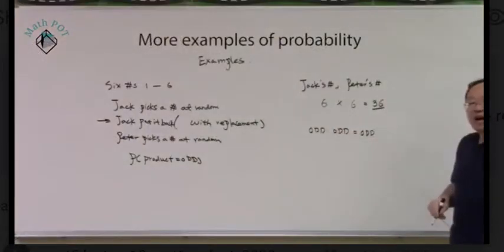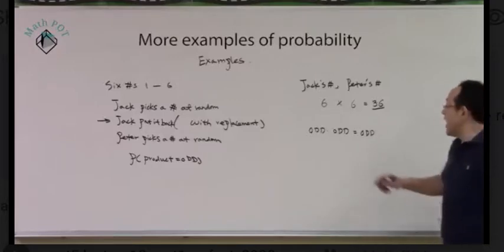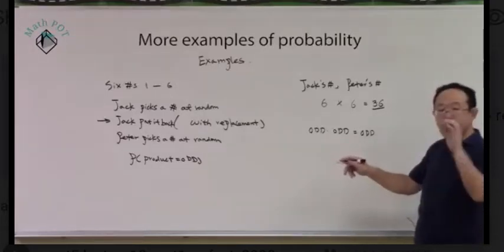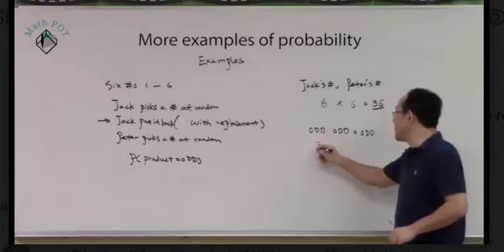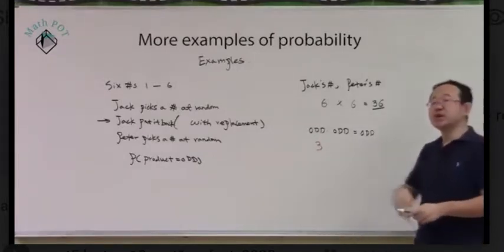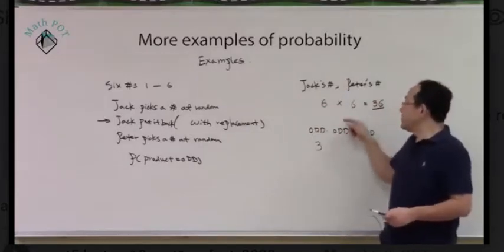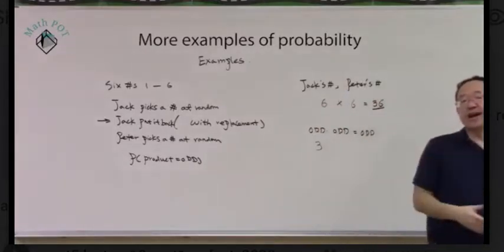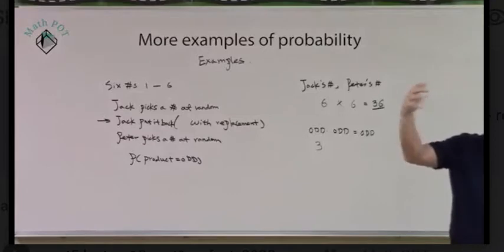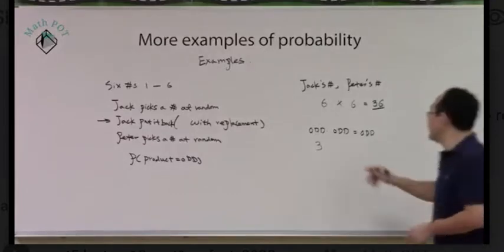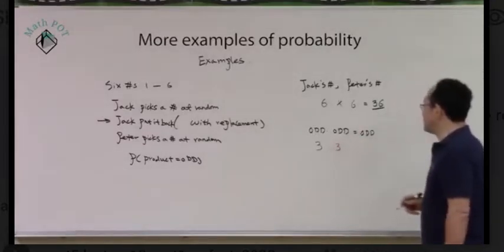So let's try to figure how many ways for each step. First step, our number could be 1, 3, or 5. So clearly we have 3 ways. How about the second one? Jack picks one and then puts it back in. That means the second number can still be any odd number, still 1, 3, and 5. We still have 3 ways.